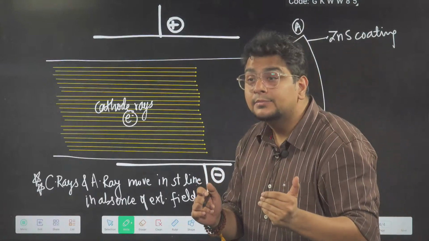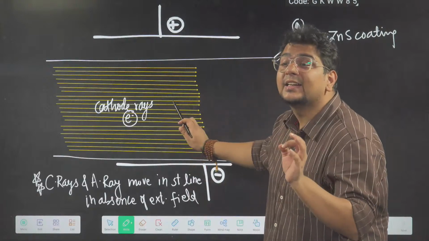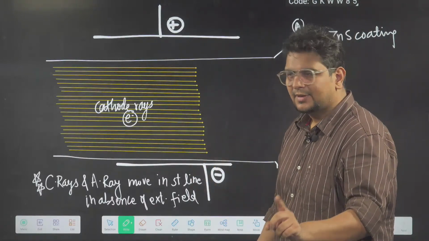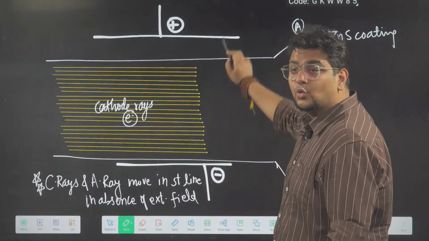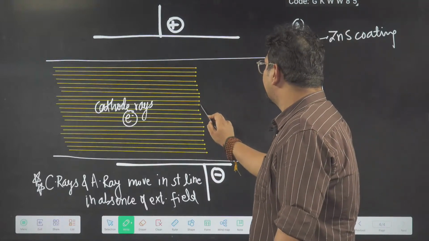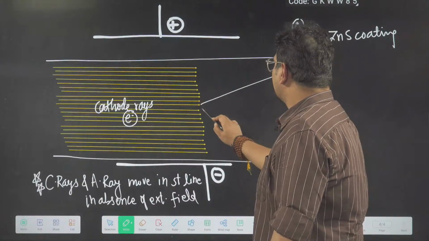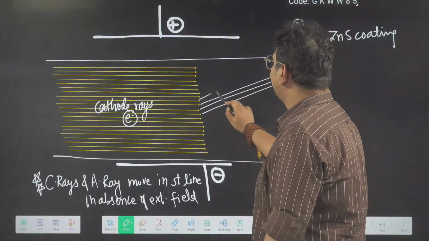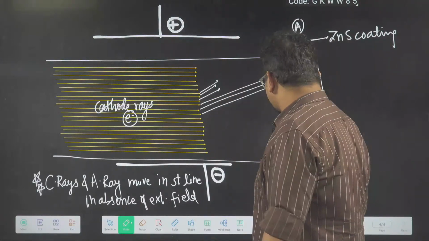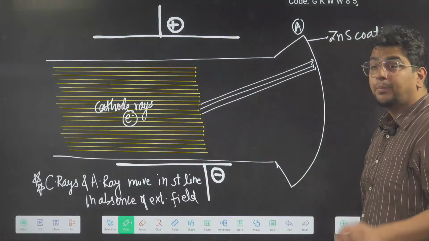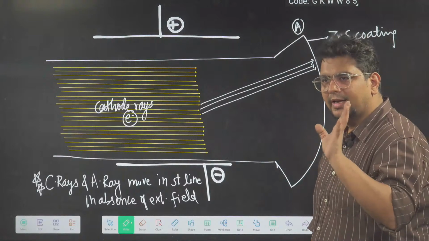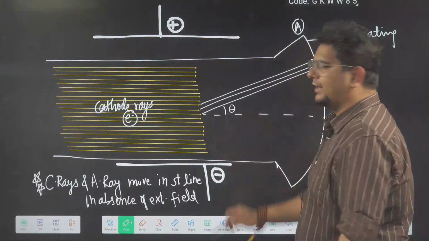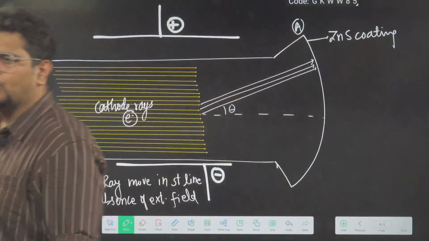Great, up. Why? Because electrons are negatively charged, so they will be attracted towards positive. Let's say this was going straight and got deflected here. This was going straight, got deflected here. So all of them will be deflected towards positive. And this angle of deflection here is called the angle of deflection. Clear or not clear?